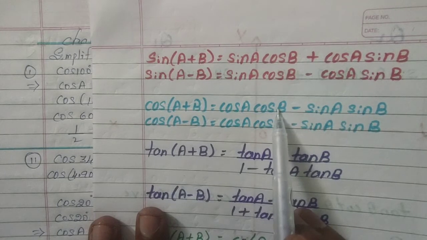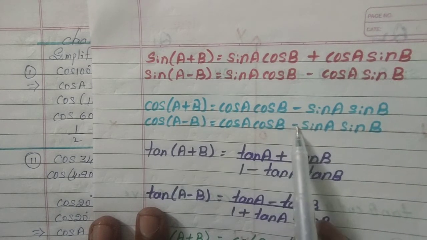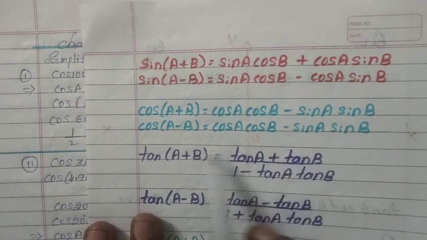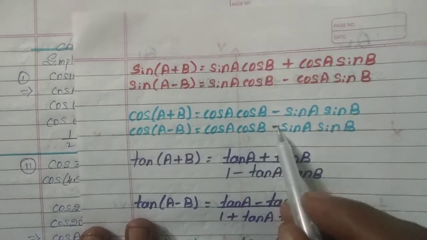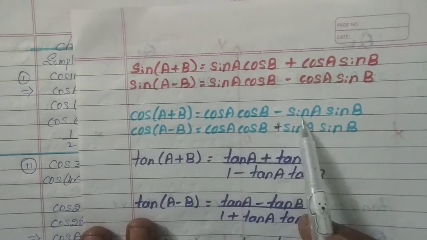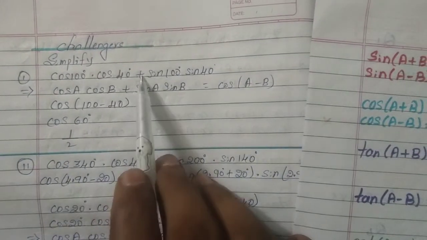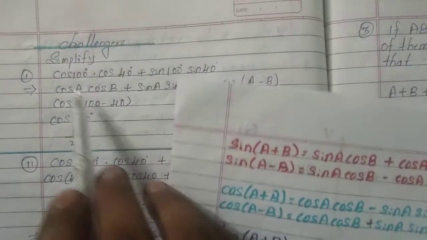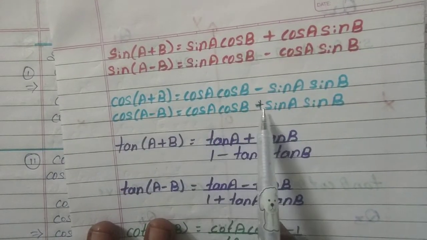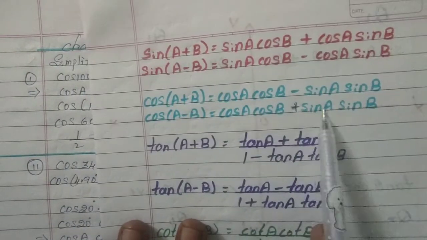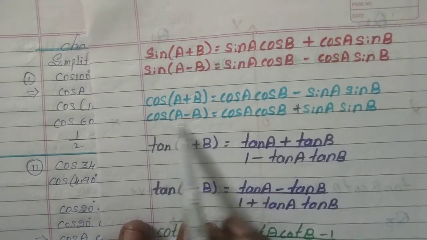See here, cos A cos B, here plus is there means minus, minus is there means you need to take plus. Okay, sin A sin B. Look here, it is plus. So this given question is in the form of cos A cos B plus sin A sin B. For this, what is the answer?